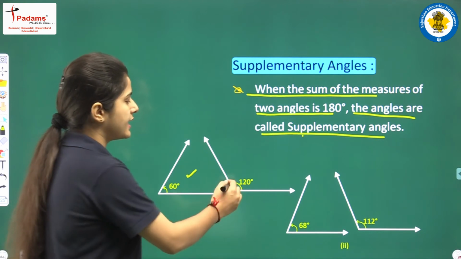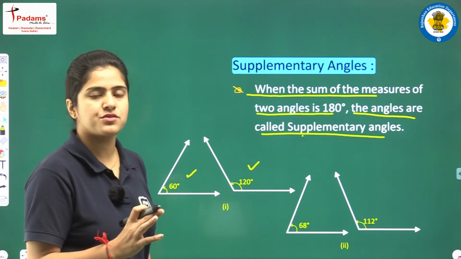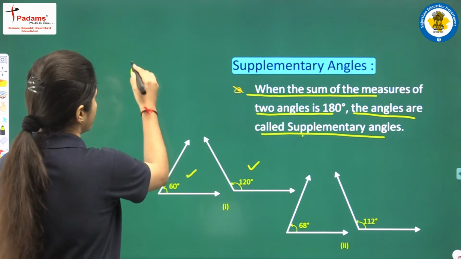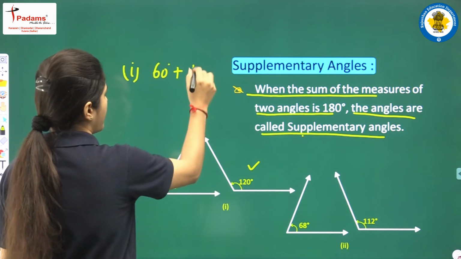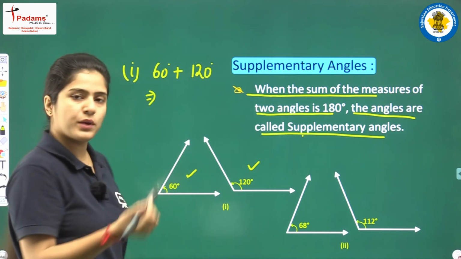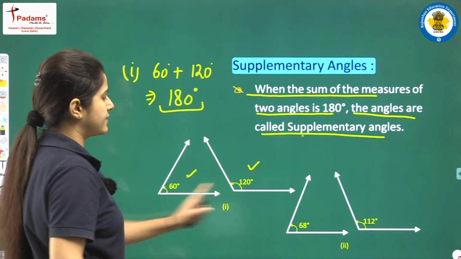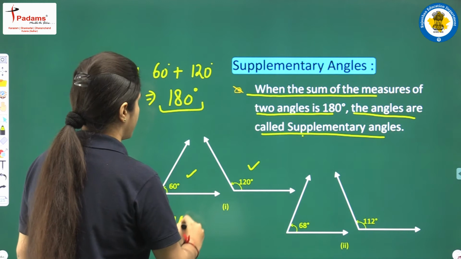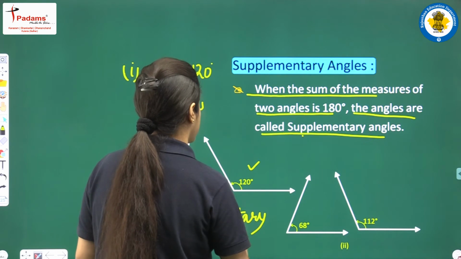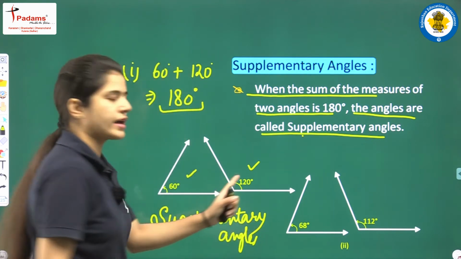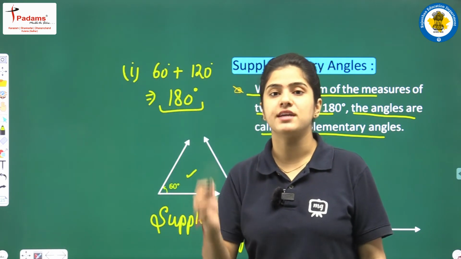Having a look at the first part, the first angle is 60 degrees and the second angle is 120 degrees. Check whether these two are supplementary angles or not. 60 degrees plus 120 degrees is equal to 180 degrees. It means that these are supplementary angles. We can also say that 60 degrees is the supplement of 120 degrees.